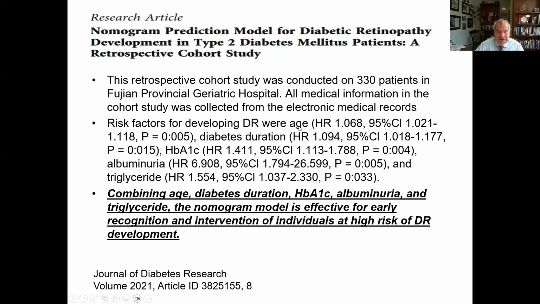I'm not sure how they looked at it, Dr. Weber, but it's there. Diabetes duration, hemoglobin A1C, albuminuria, and triglycerides. And the point is, this is not about diabetic retinopathy, but they were able to use this cohort database, calculate these kinds of pieces, and now they're saying combining age, diabetes duration, hemoglobin A1C, albuminuria, triglycerides, this model is effective for early recognition and interventions of individuals at high risk for diabetic retinopathy. I would say we could take this model and perhaps do an intervention with the individuals that were at greater risk of developing diabetic retinopathy. Another use of this type of database.